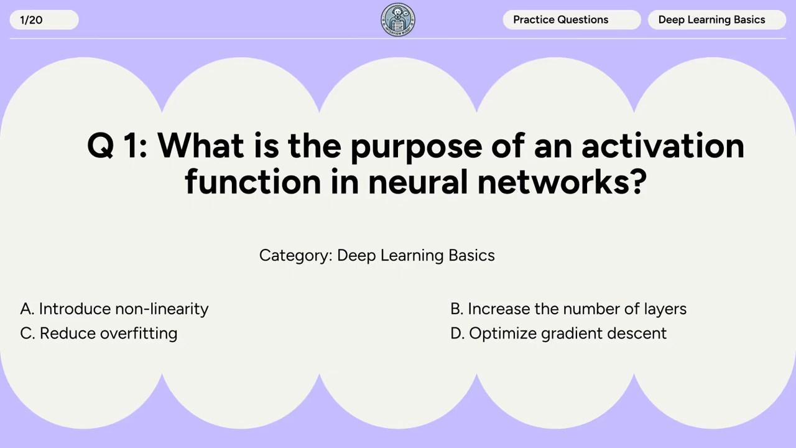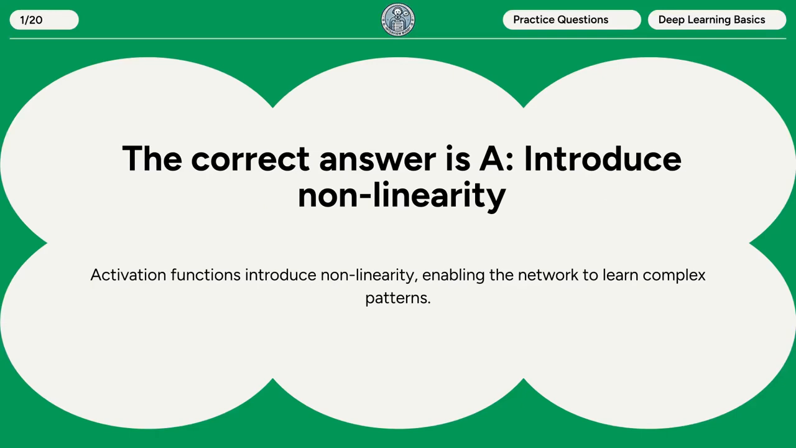Question 1. What is the purpose of an activation function in neural networks? A. Introduce nonlinearity. B. Increase the number of layers. C. Reduce overfitting. D. Optimize gradient descent. The correct answer is A. Introduce nonlinearity. Activation functions introduce nonlinearity, enabling the network to learn complex patterns.